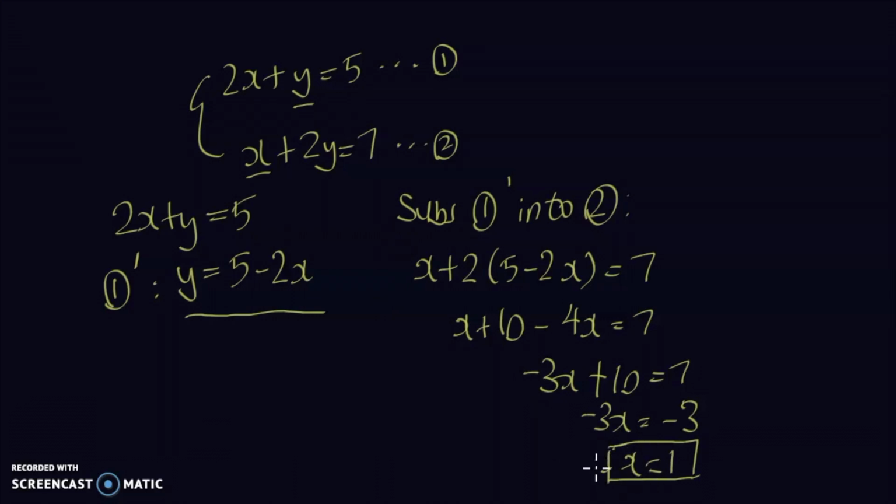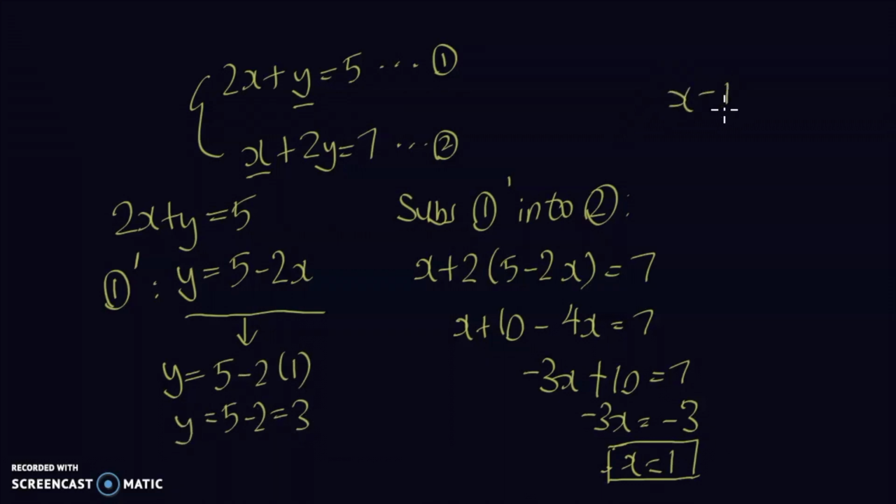So in the substitution method, since we've already come up with an equation in terms of y, we can substitute directly inside this equation. So if we substitute the value of x equals 1 in this equation, we get y is equal to 5 minus 2 times 1, which is equal to 5 minus 2, which is equal to 3. So we have the answer: x equals 1 and y is equal to 3.